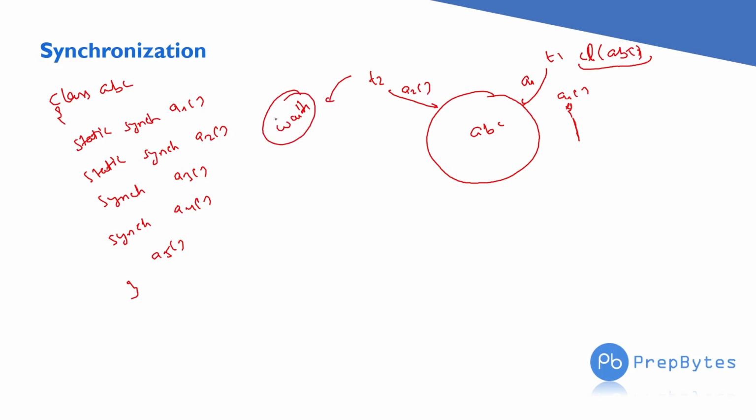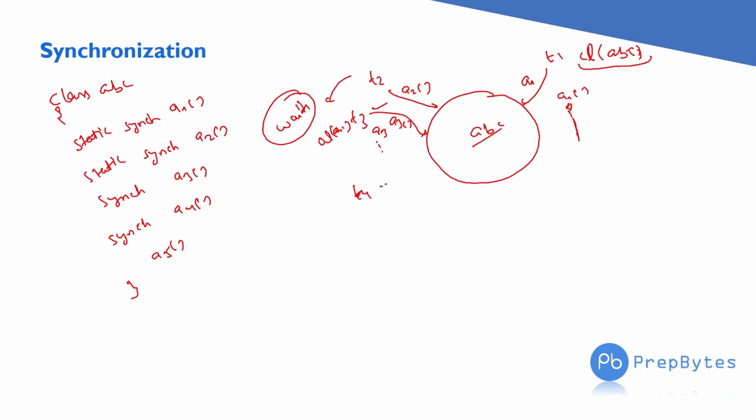Okay, now come to T3. T3 wants to execute simple A3. Will it be able to execute A3 or not? Just think about it. A3 is not a static synchronized, it is a synchronized method, so it needs an object level lock, not a class level lock. The object level lock is still available with ABC, so it will give T3 the object level lock of ABC, correct? So T3 will start executing A3, correct?